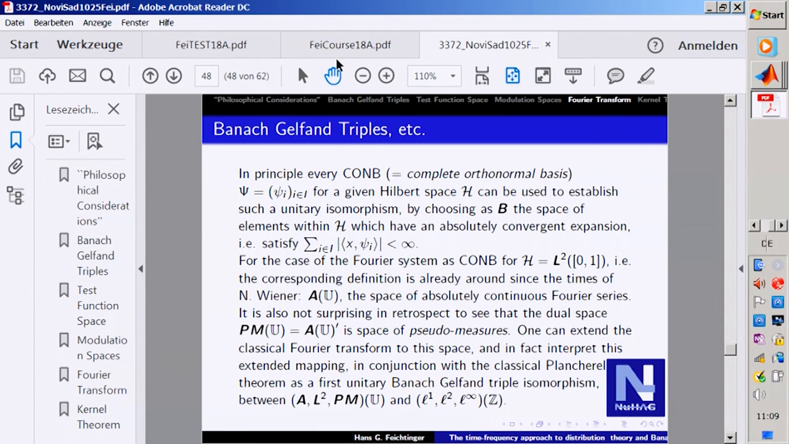So maybe we take the copy of L1 of our prototypical thing and ask what are the functions that have L1 Fourier coefficients. And that's exactly Wiener's space. He called it A of T or so. It's the absolutely convergent Fourier series.